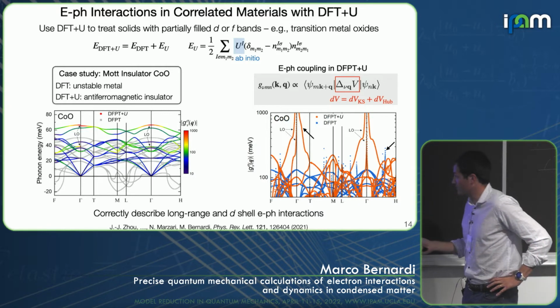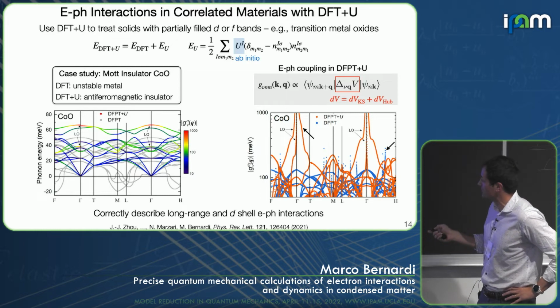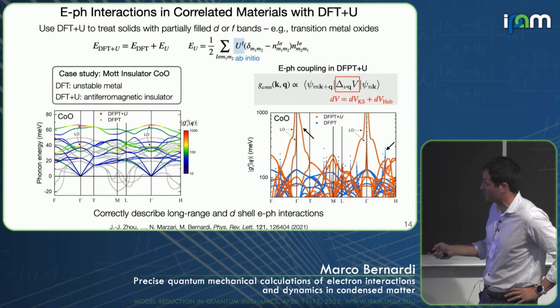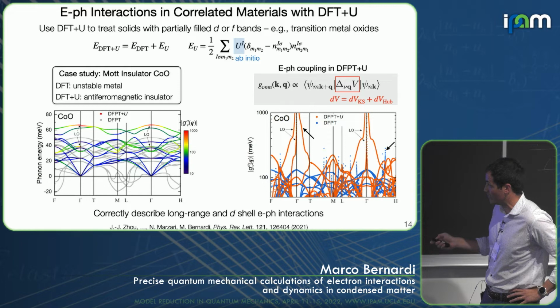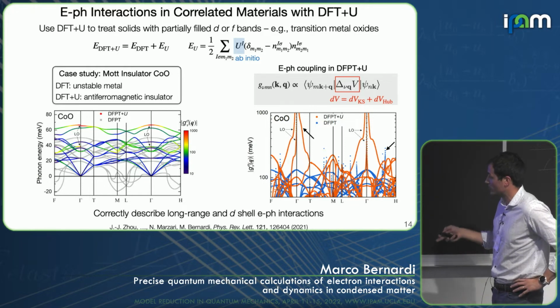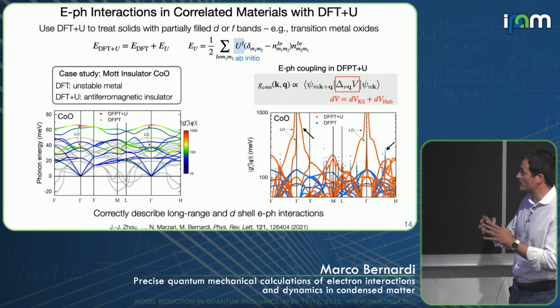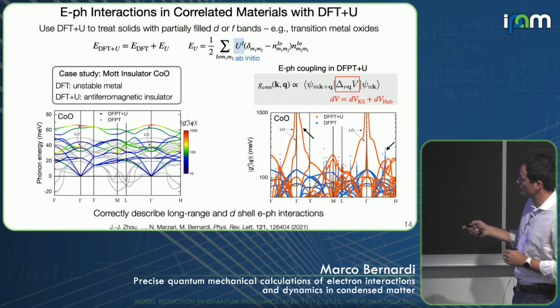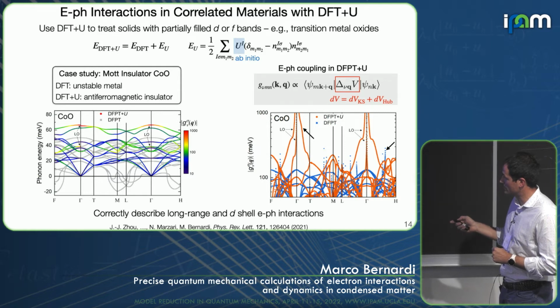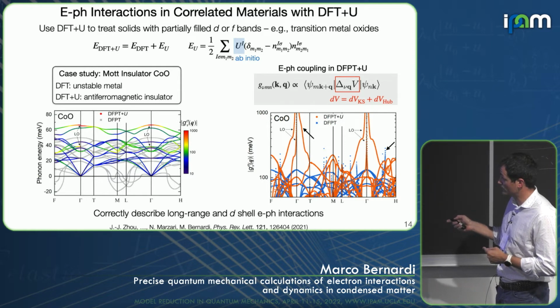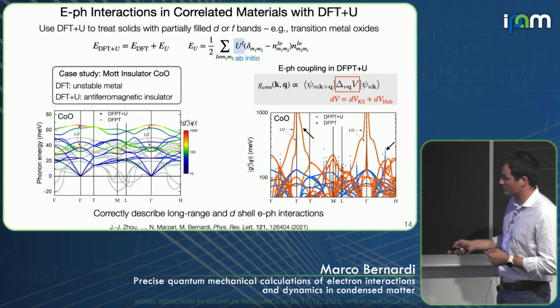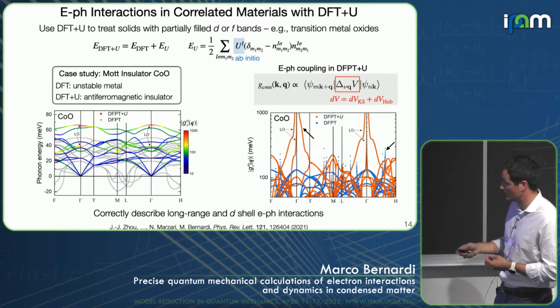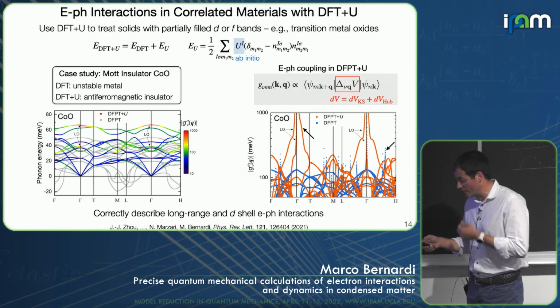There's a couple of things that we found. The first one is you need to add the Hubbard-U term to recover the long-range Fröhlich coupling with the polar phonons. That's because in DFT, the system is a metal, okay? Within density functional theory plus U, we can correctly describe the long-range interactions. The other interesting story is that the perturbation that is now due to the Hubbard potential is actually essential to describe the spin-dependent electron-phonon scattering in the open d shell.